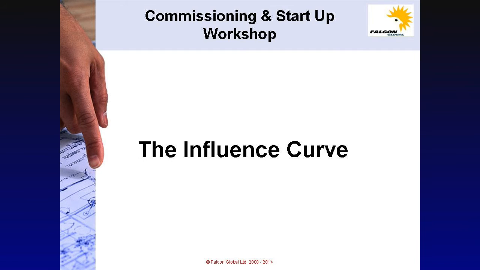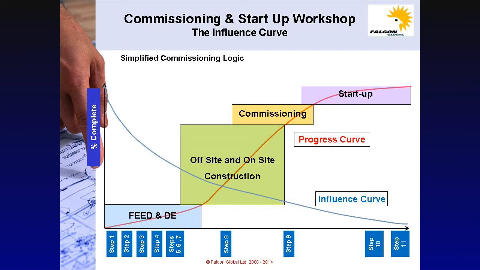The influence curve. The influence curve overlaid on a typical project life cycle, shown how influence is greatest at the start of a project and diminishes to almost nothing as the project nears completion. The steps in the simplified commissioning logic are shown along the x-axis. It is no surprise that the majority of the steps take place in the early stages of the project when influence is at its highest.